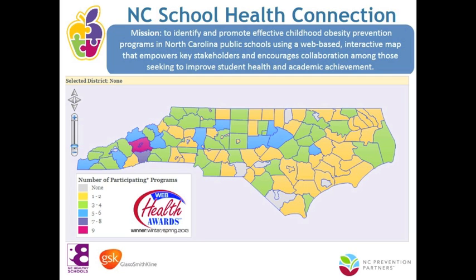Our mission with this site is to identify and promote effective childhood obesity prevention programs using a web-based interactive map that really empowers key stakeholders and encourages collaboration for those that are seeking to improve student health and academic achievement. The site was launched in 2010 with the endorsement of 15 agencies that work with schools across North Carolina to help build healthier places for youth.